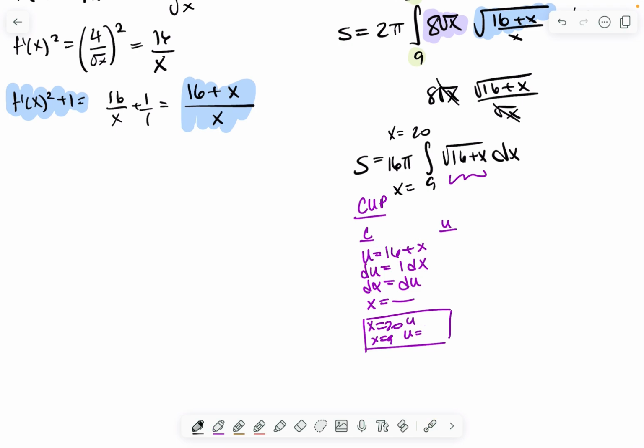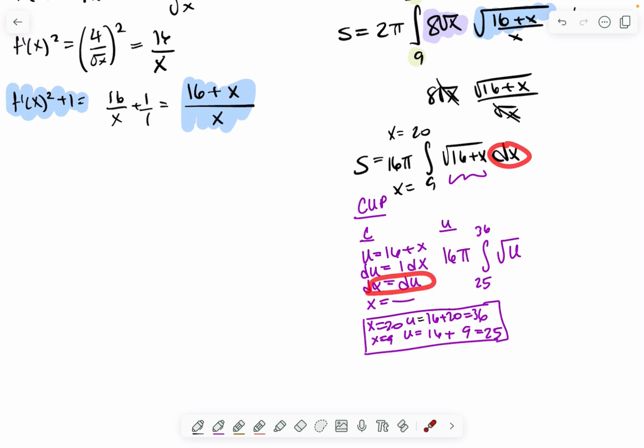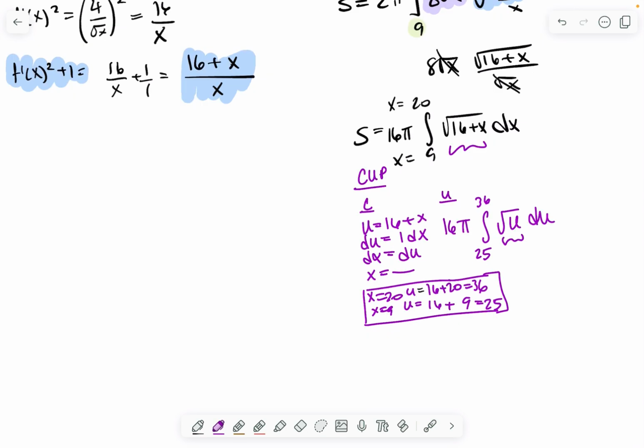You have an equation, plug in your x value. So that would be 16 plus 20, that would be 36, and this would be 16 plus 9, which is 25. So this is 16 pi integral from 25 to 36 of square root u, and then dx is du, and now we can find the antiderivative of that. You could rewrite it as u to the 1/2. You add 1/2 plus 1, that's 3/2. That means you're going to divide by 3/2, or the same thing as multiplying by the reciprocal, so it's really 2/3 u to the 3/2.